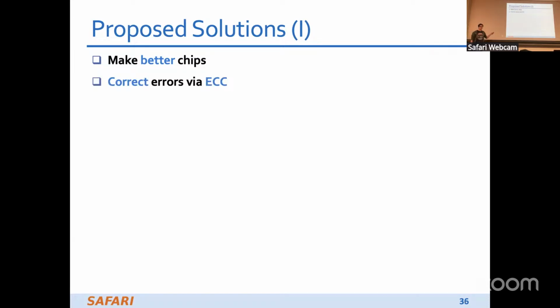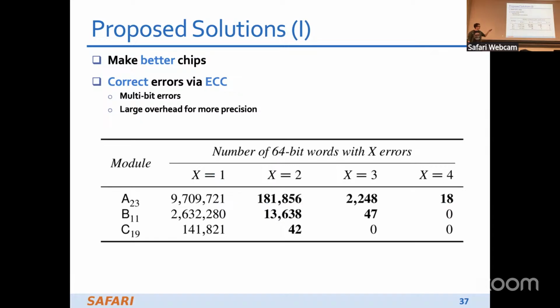The first one would be to use error correcting codes. But as we have discussed, there are multi-bit errors. So because of these larger multi-bit errors, it would not be sufficient to just use standard error correcting codes. And thus, you would have to use more complex error correcting codes, which would again introduce a larger overhead.